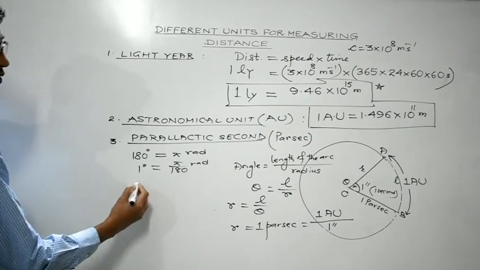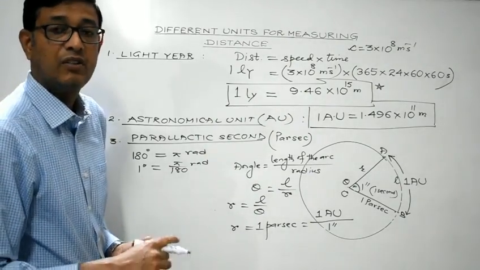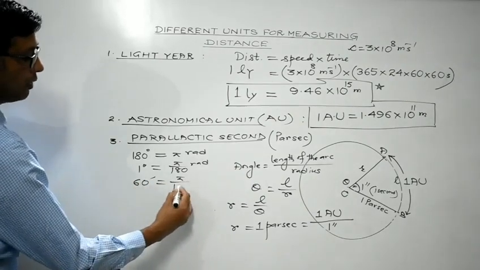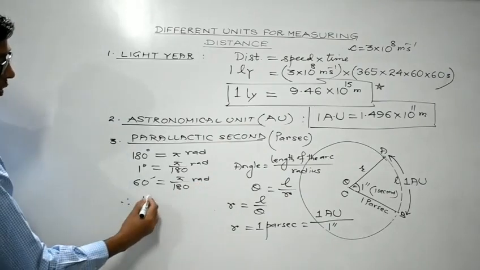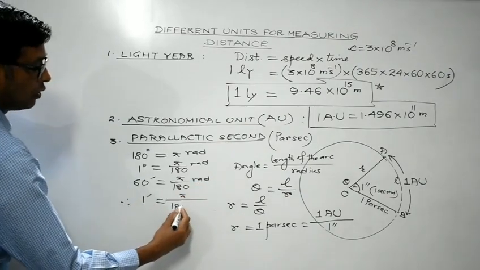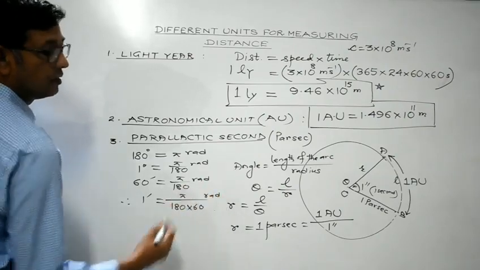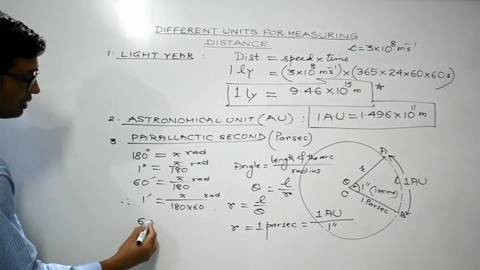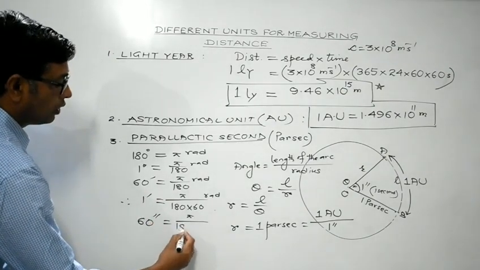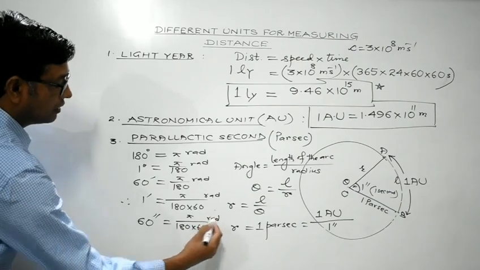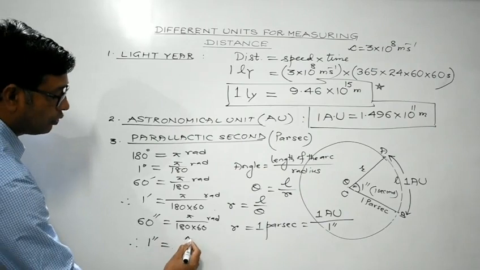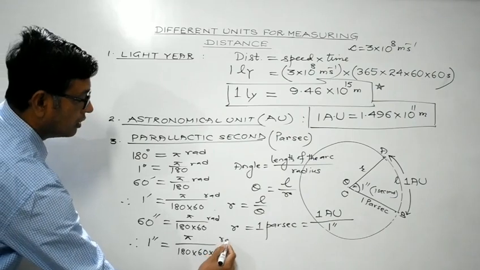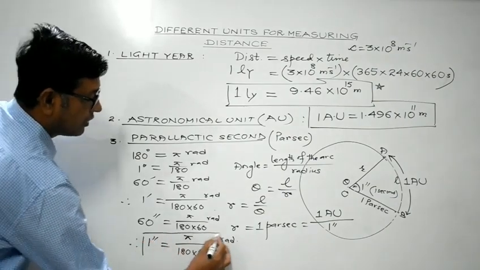1 degree is equivalent to 60 minutes, and 1 minute is equivalent to 60 seconds. So 60 minutes is pi by 180 radian. Therefore, 1 minute would be equal to pi by 180 into 60 radian. And as I told you, in sexagesimal system, 1 minute is equal to 60 seconds. Therefore, 1 second is equal to pi by 180 into 60 into 60 radian. This is again a very, very important relationship.